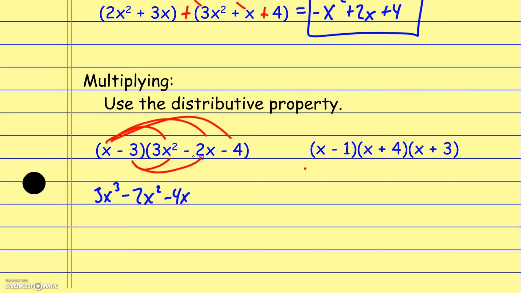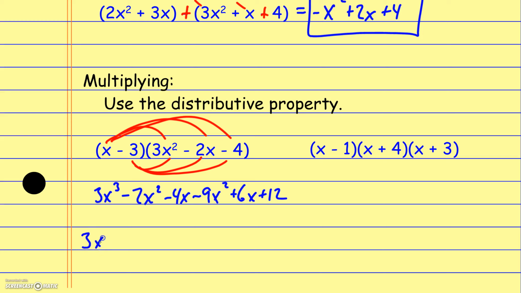I distribute this negative 3. And keep in mind that is a negative 3. We take that entire term and distribute it. So we're distributing a negative 3 there. Okay? So make sure you're distributing the negative 3, not just a 3. And when I do that, that's going to give me a negative 9x squared, a plus 6x, and a plus 12. And now from here, I just combine like terms.